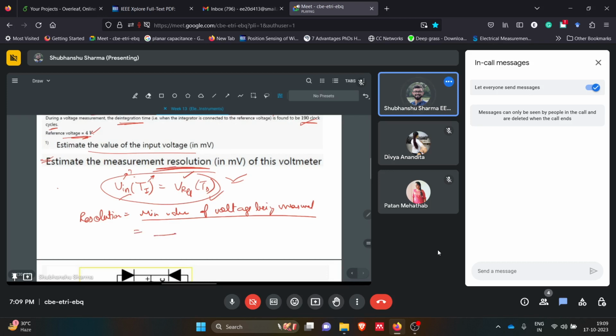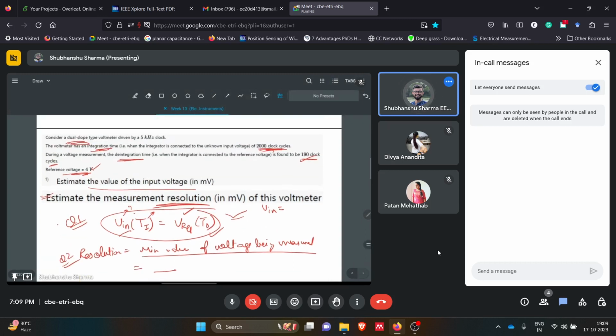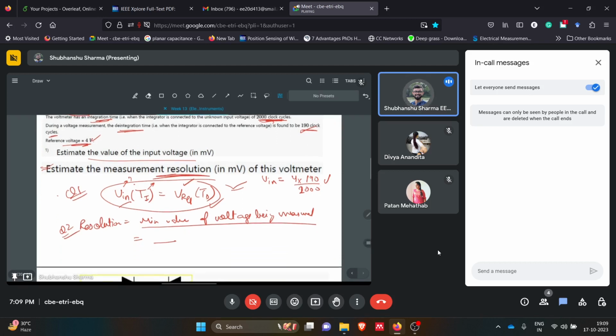So this is the first part of the question, and this is the second part of the question. V in will be V reference, which is 4, into T D, which is 190, divided by 2000. So we will get V in from this part.